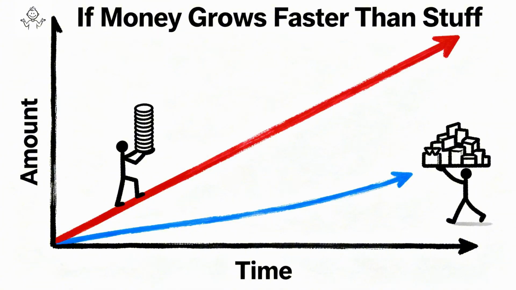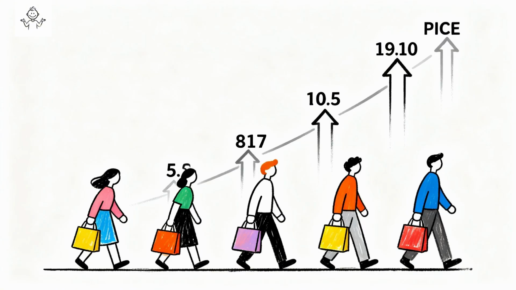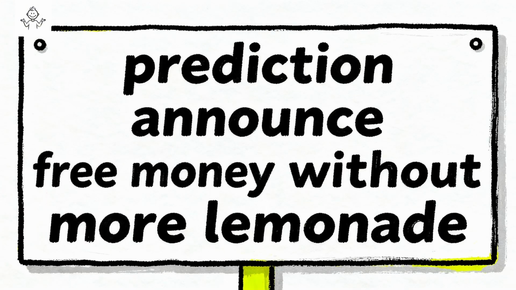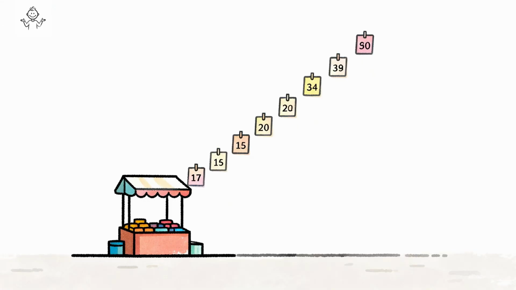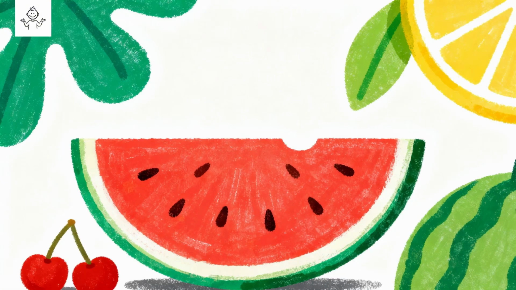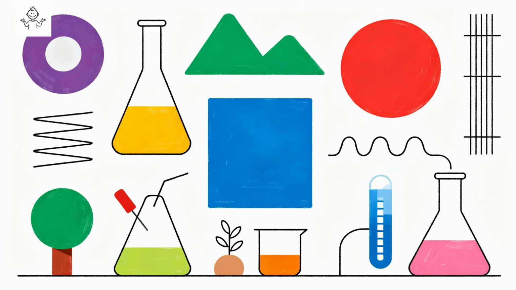If money grows faster than stuff and people keep spending, prices rise. Prediction: announce free money without more lemonade? Expect prices to creep up at the stand. Done. Five minutes. You now own the gist. Refine later. Worked examples across domains.